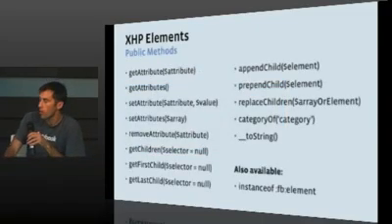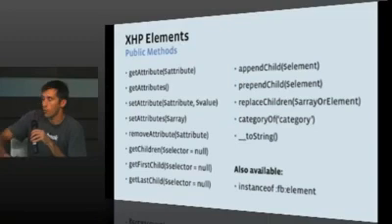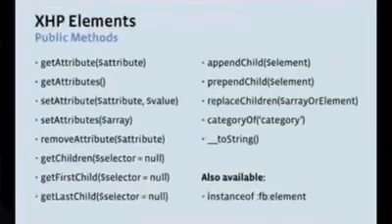So all these methods are available on the XHP elements. You've got your getters and setters for attributes. You've got your remove attribute, get children, first and last child, append, prepend, replace. Category of just returns a Boolean on the XHP element. And we have the magic method toString, which just echoes your XHP element. And you can always do instance of just like any other PHP class.